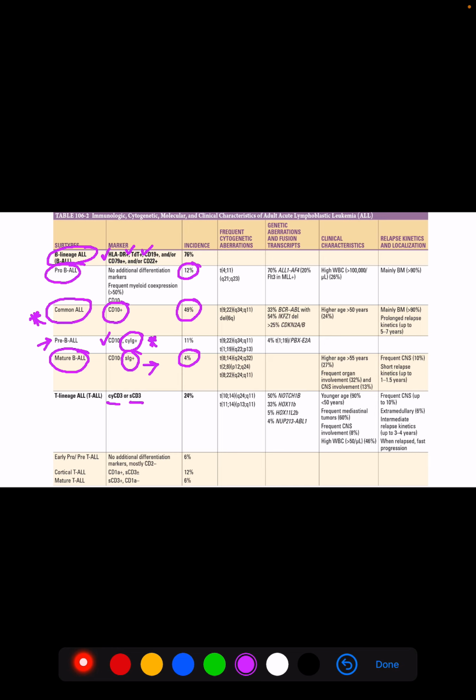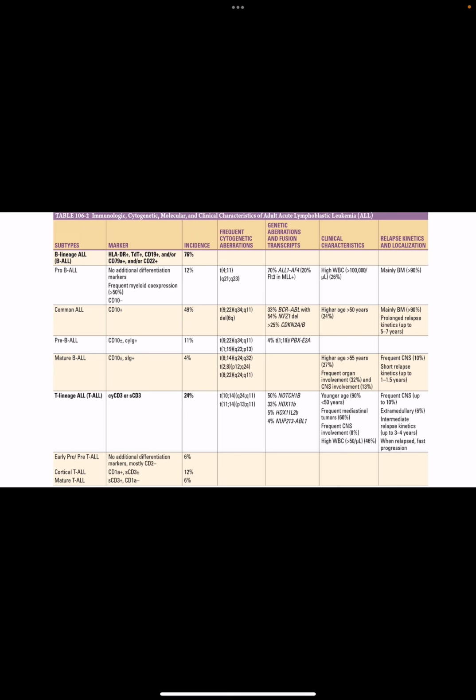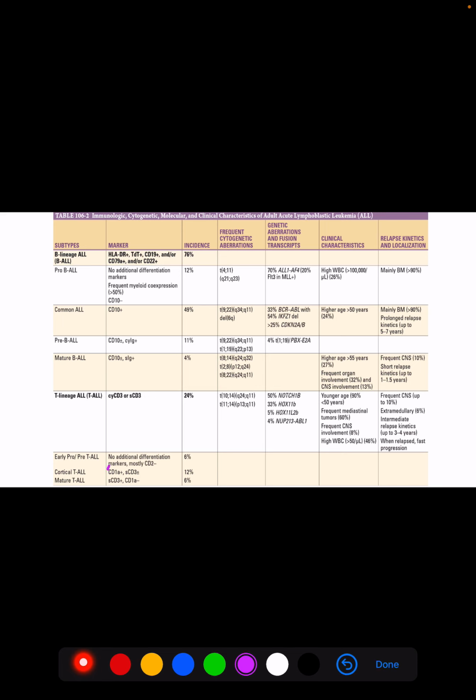Here we have three types: mature, cortical and early pro or pre-T ALL. Here it is mostly CD2 negative. In cortical T-ALL, CD1A is positive, and in mature T-ALL, CD3 is positive and CD1A is negative.